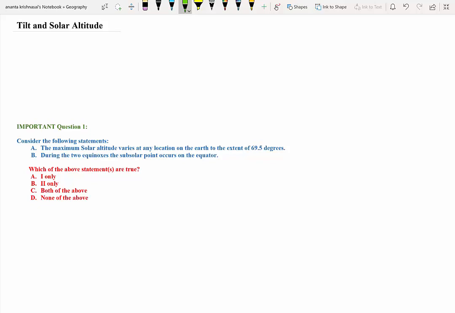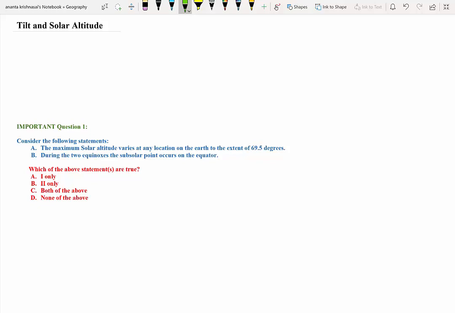From this session onwards, I want to make a fundamental change in the way the topic is going to be discussed. I got certain requests asking me to deal with the subject also in the form of questions and answers, and those questions that can be asked in the preliminary examination, which are of course concept-based questions. From this particular topic onwards, that is the tilt and solar altitude as a basic concept of this planet Earth, I'll try to have these questions posed.